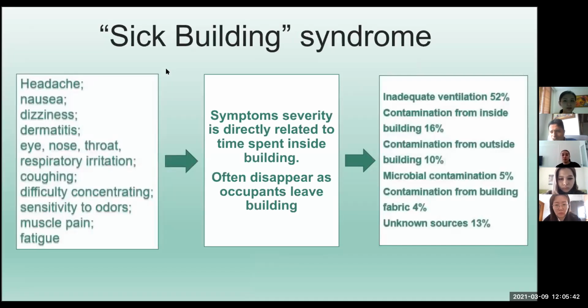Next is sick building syndrome. It's mostly found in office building types. The symptoms of a sick building include nausea, headache, dizziness, dermatitis, and eye, nose, and throat irritation, etc. The severity of these symptoms is directly related to the time spent inside the building, and the symptoms often disappear when occupants leave the building. So it's clear that the problem is in the building. Why do these symptoms appear? They are mostly caused by inadequate ventilation and sometimes some types of contamination.